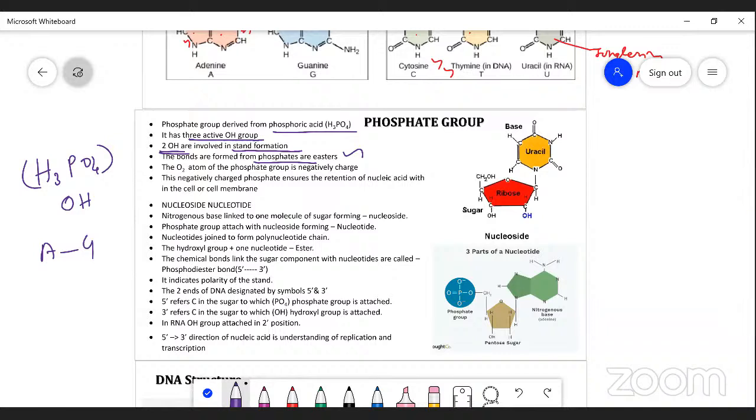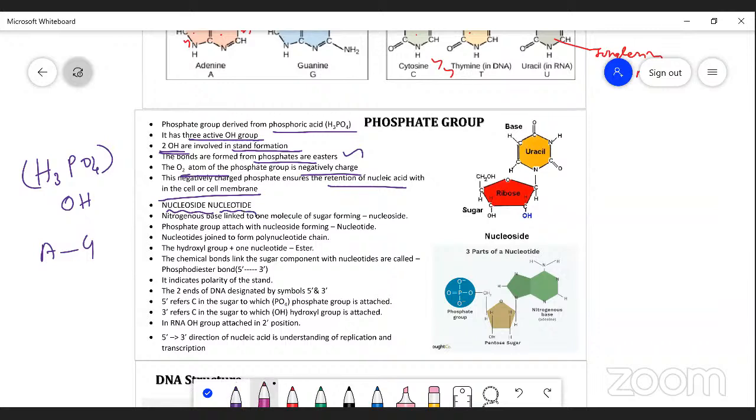The oxygen atom of the phosphate group is negatively charged. That is a deep question. What is the charge of the oxygen atom? Whether negative charge or positive charge. The oxygen atom of the phosphate group has a negative charge. The negatively charged phosphate ensures the retention of the nucleic acid within the cell or cell membrane. So with the help of the phosphate only, it forms the nucleoside as well as the nucleotide.